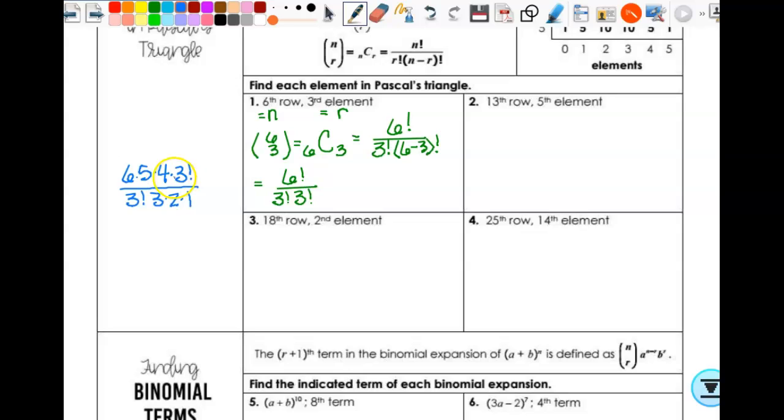Do you understand how I started writing this out and then I can just stop, because that means the rest of it? So then this 3 factorial cancels out with this 3 factorial. 2 times 3 is 6, cancels out with 6. I'm left with 5 times 4. My answer is 20. So the 6th row, third element, is 20. And then I have to write out the whole thing. We good with that? All right, we're going to jump to number 3.